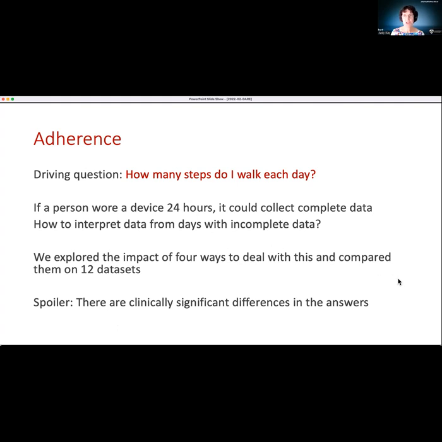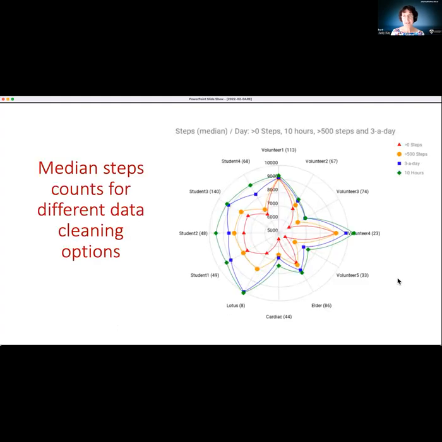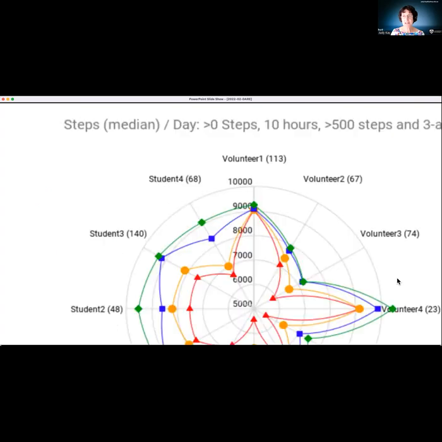So we looked at 12 data sets, and we got clinically significant differences between the answer to this question depending on how you interpreted the missing data. And this is showing you the median steps. I'm going to zoom in. Here was one of our data sets where each of these colors is a different way of dealing with this missing data. And you can see they're all together.